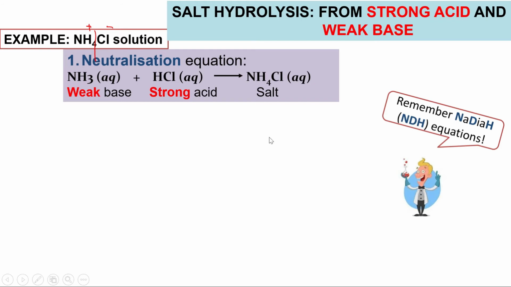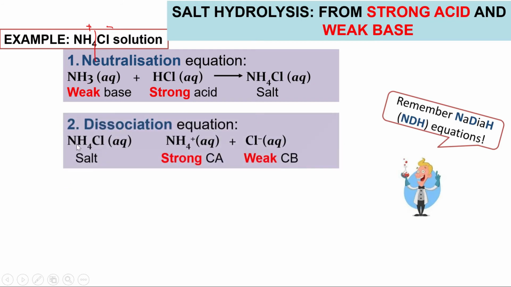Next, second step, write down the dissociation equation. NH4Cl aqueous dissociates completely into its cation and anion. Our cation is NH4+ aqueous, which comes from a weak base. Therefore, NH4+ aqueous is a strong conjugate acid. Meanwhile, since Cl- comes from a strong acid, it is a weak conjugate base. Now the last step, you must write down the correct hydrolysis equation. Can you choose by now whether the cation or anion is going to hydrolyze the water molecule?